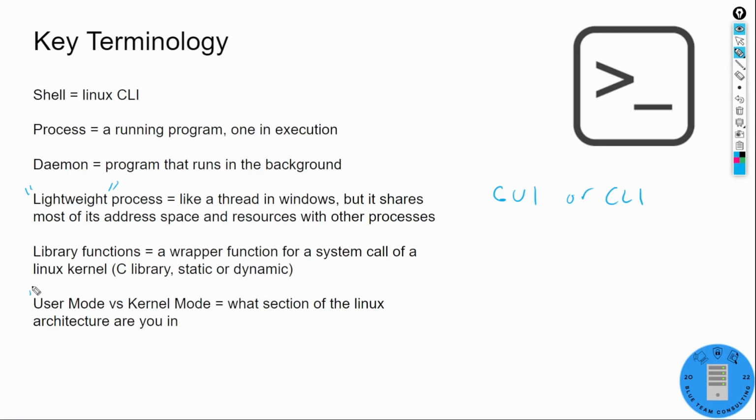And then user mode versus kernel mode, definitely important for Linux terminology. As we get into the architecture slide, you need to understand what section of the Linux architecture you're working in and how system calls are made and how it's split up to protect the inner ring levels that we talked about as well, ring 3 to ring 0, where the kernel resides. All of it's going to come together in this module.